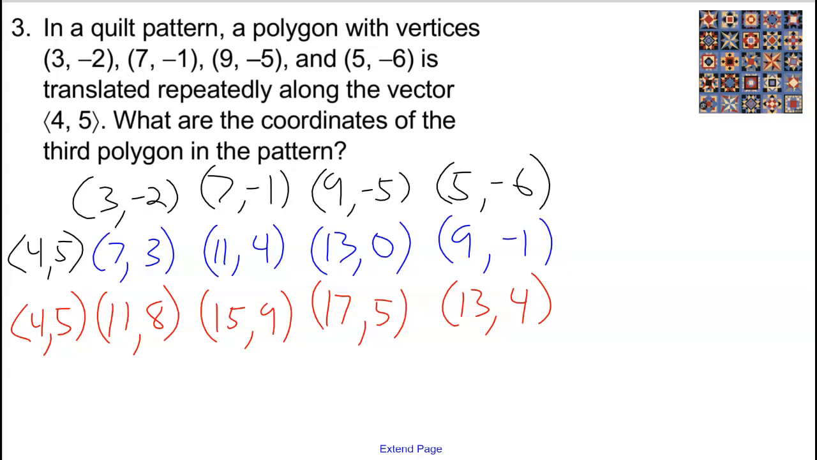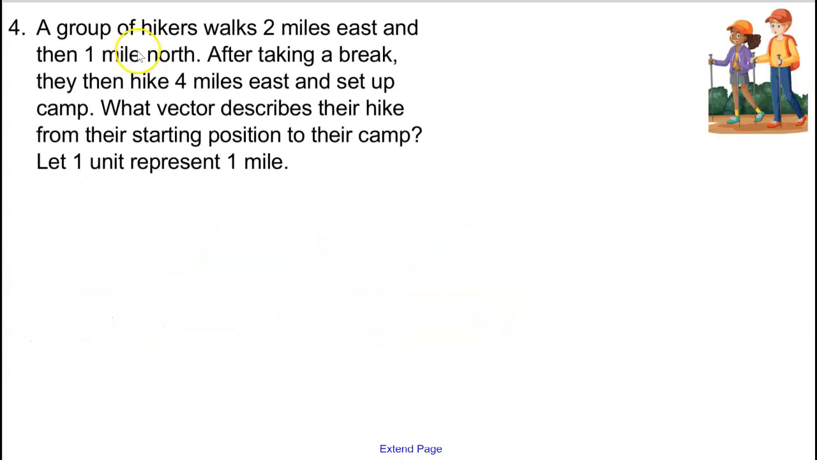All right, let's take a look at one more problem. A group of hikers walked 2 miles east and 1 mile north. After taking a break, they then walked 4 miles east and set up camp. What vector describes the hike from the starting position to the camp? Let one unit represent 1 mile. So every mile is 1 unit.